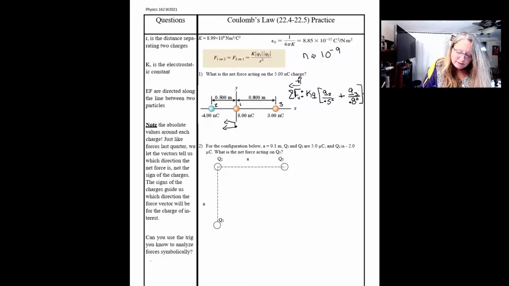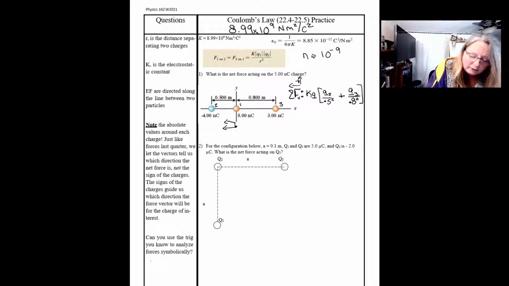Now I can do something to make my life a little bit easier. Remember, k has this value of, I'll write it bigger, 8.99 times 10 to the 9th newtons meters squared per coulomb squared. So I can look at these 2 charges here. They're nanocoulombs, and they're both 10 to the negative 9. So I have kq.